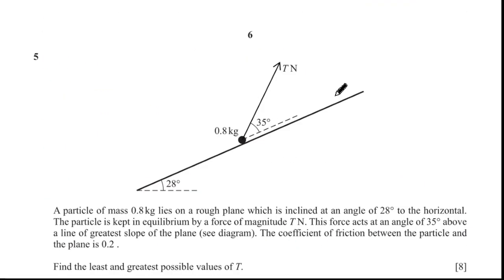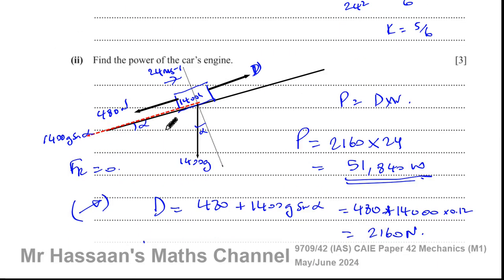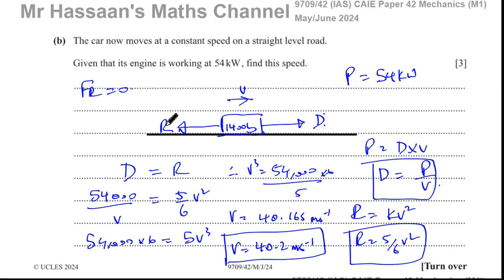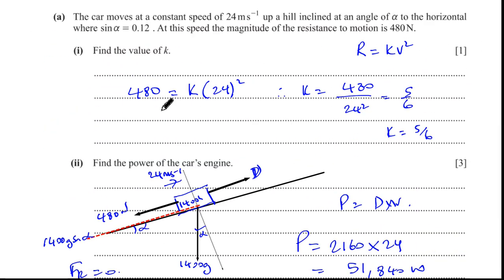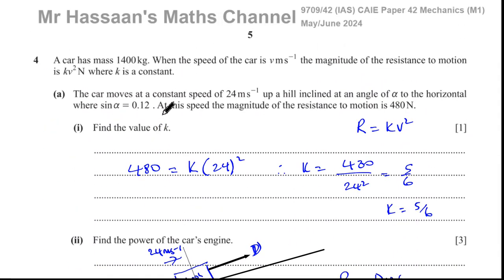Is there a part C? No, that's it. That's 4A and B. Okay, so that concludes this question number 4 from the May-June 2024 paper, Mechanics M1 from Cambridge 9709. Other questions from this particular paper can be found in the playlist that will appear on the top right of the screen at the end of this video.